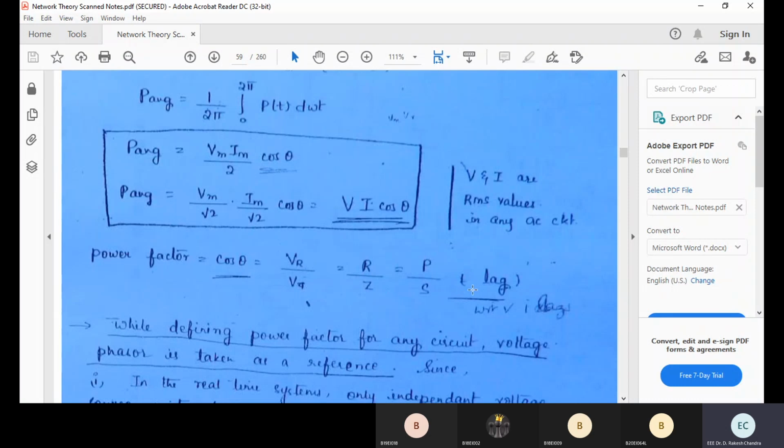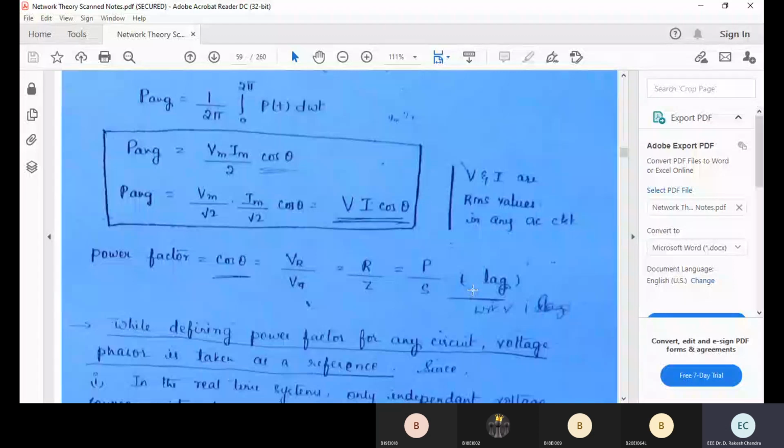Of course, an inductor has lagging power factor, a capacitor has leading power factor. Why? Because in an inductor, current lags the voltage always, with respect to current only. The default lagging means current lagging, leading means current leading. In the case of an inductor, current lags the voltage by an angle theta, which is nothing but the power factor angle, whose cosine is the power factor.